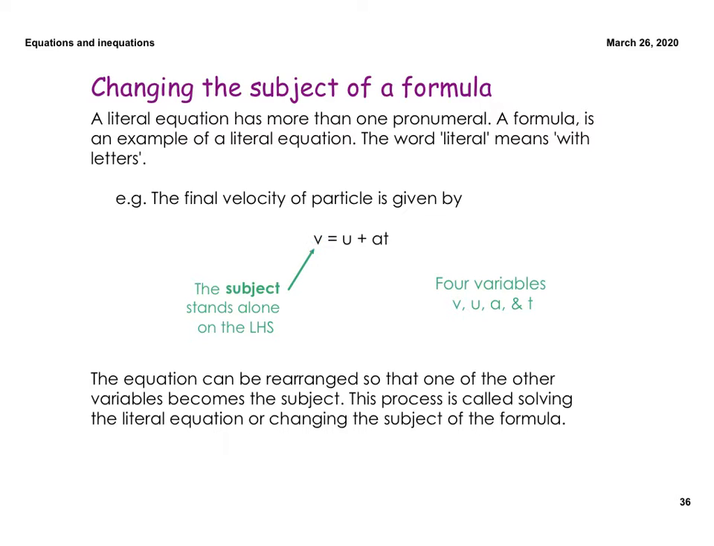Obviously v is the subject, but we can rearrange it to get something else by itself. For example, you can get u by itself, you can get a by itself. So we're going to apply our equations knowledge and rearrange formulas to make another letter the subject. And of course that process is called changing the subject of the formula, or transposing the formula, or rearranging. Alright, let's do some questions.